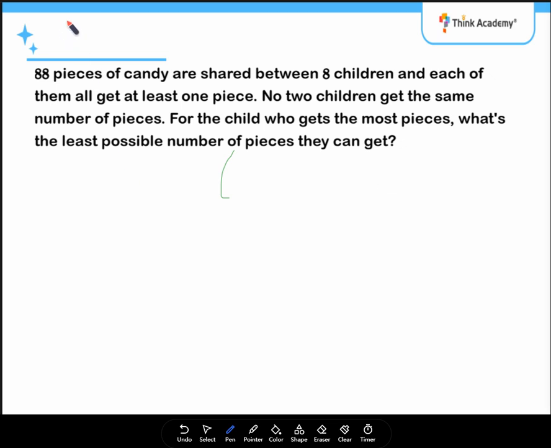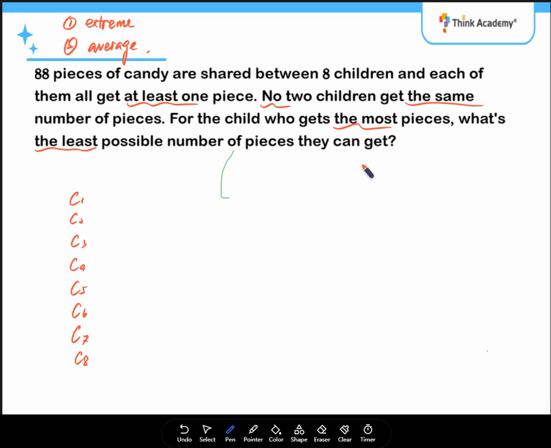So I will ask you this question, okay? After reading the question, you need to tell me whether this is an extreme condition or an average condition. All right? Okay, so 88 pieces of candy are shared between 8 children, and each of them gets at least 1 piece. No 2 children get the same, which means all different. So for the child who gets the most pieces, what's the least possible number of pieces they can get?